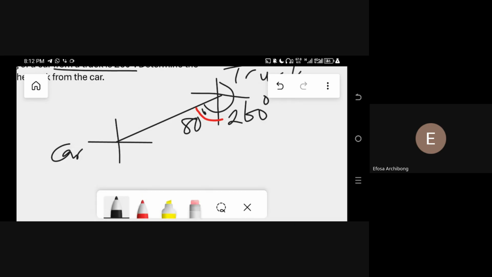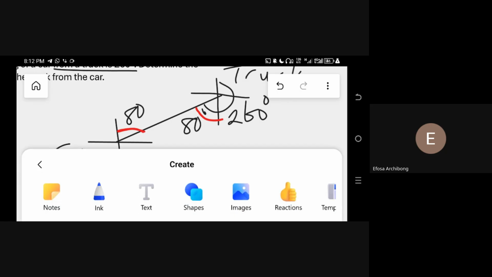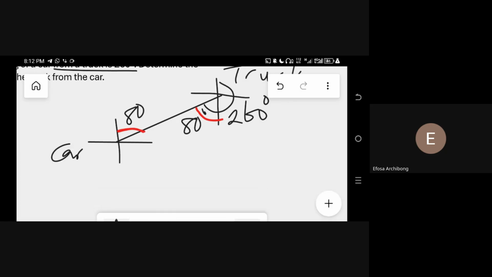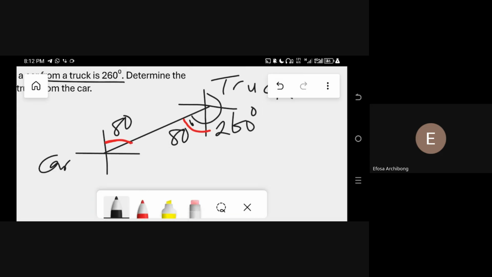If that small angle is 80 degrees, then we have to look for the alternate. The alternate to that will be at the top here, where the car is. It means that that place is also 80 degrees by alternate angles, because both of them are alternate and alternate angles are equal. So if the small angle at the truck is 80, then this other one at the car will also be 80 by alternate angles.